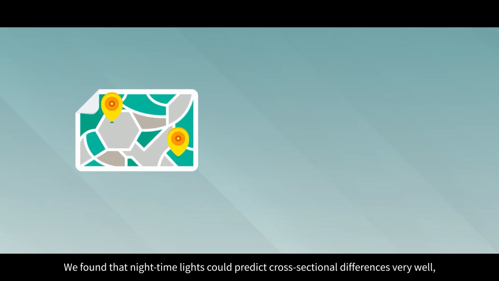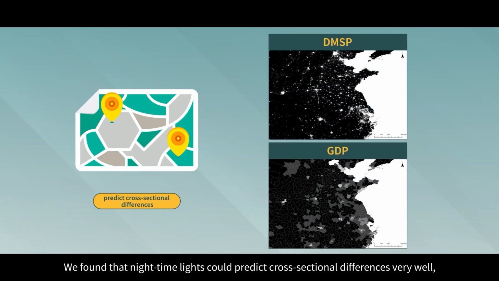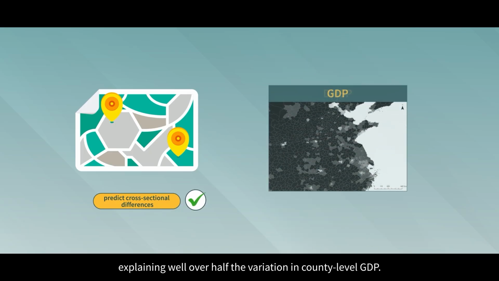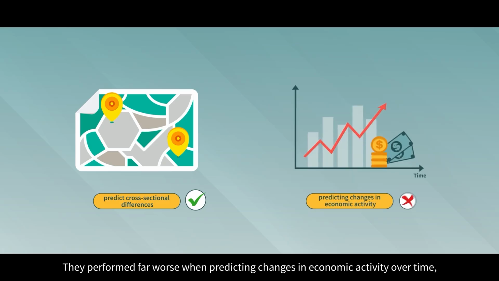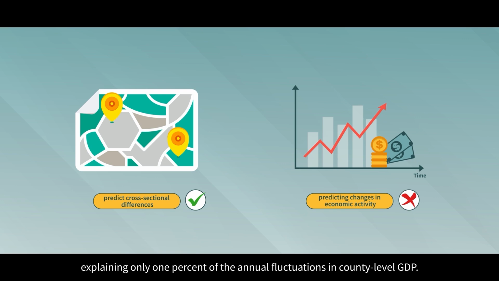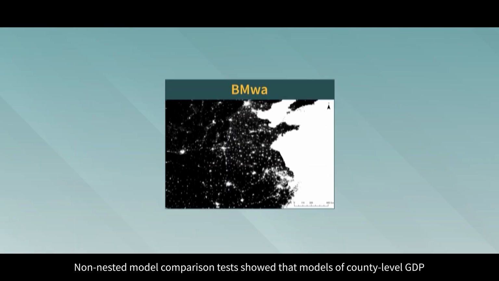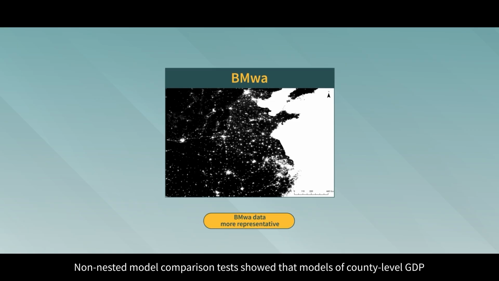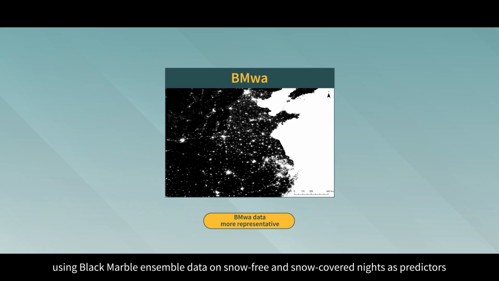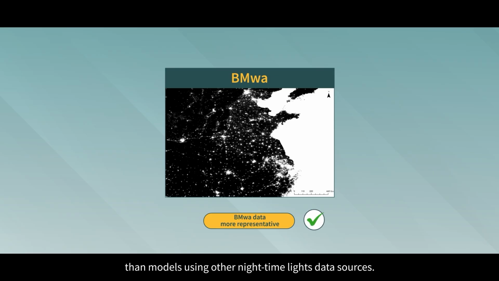We found that nighttime lights could predict cross-sectional differences very well, explaining well over half the variation in county-level GDP. They performed far worse when predicting changes in economic activity over time, explaining only 1% of the annual fluctuations in county-level GDP. Non-nested model comparison tests showed that models of county-level GDP using Black Marble ensemble data on snow-free and snow-covered nights as predictors were more representative of the truth than models using other nighttime lights data sources.